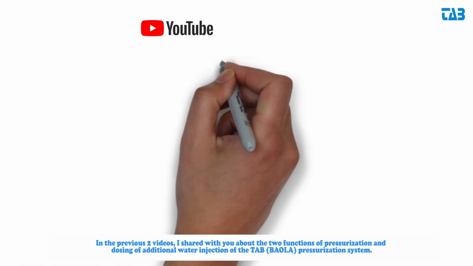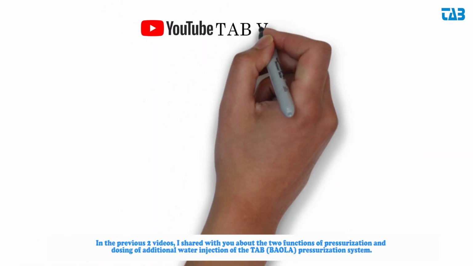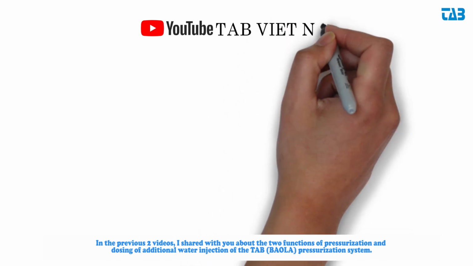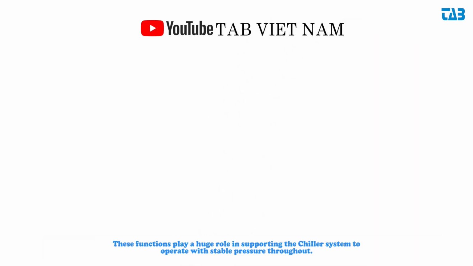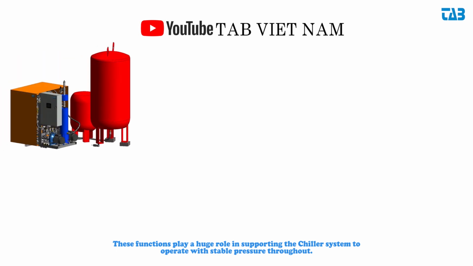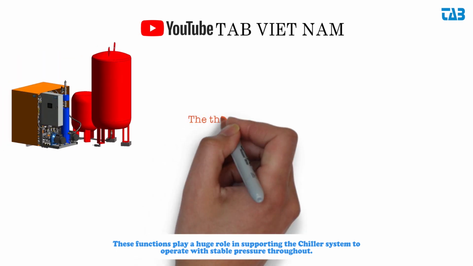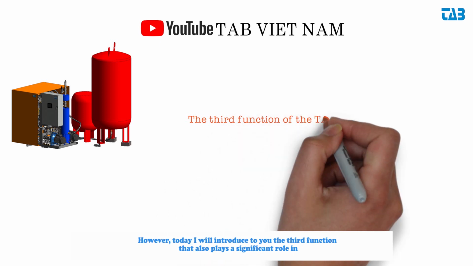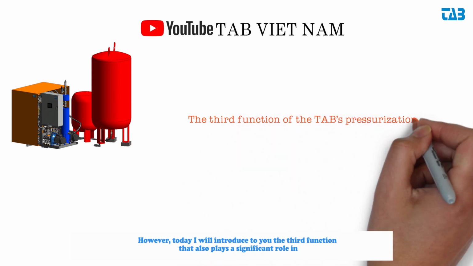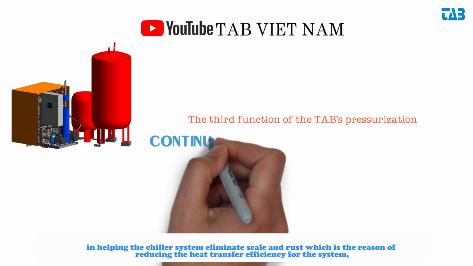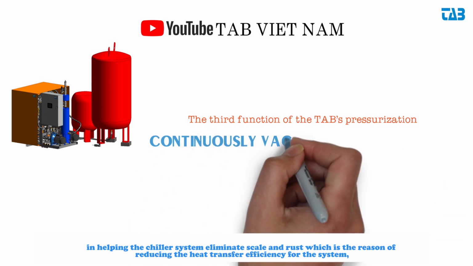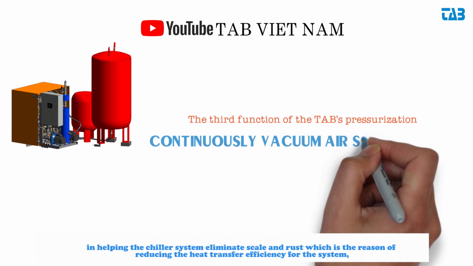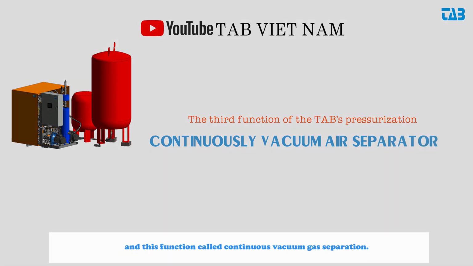In the previous videos, I shared with you about the two functions of pressurization and dosing of additional water injection of the TB pressurization system. These functions play a huge role in supporting the chiller system to operate with stable pressure throughout. However, today I will introduce to you the third function that also plays a significant role in helping the chiller system eliminate scale and rust, which is the reason for reducing the heat transfer efficiency of the system. This function is called continuous vacuum gas separation.